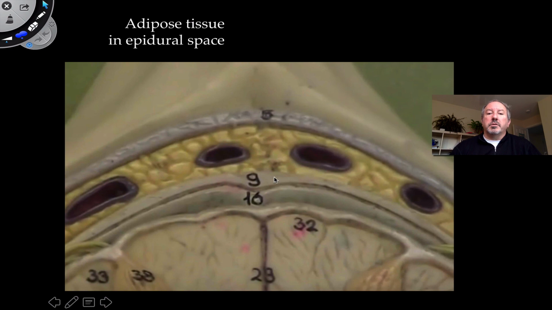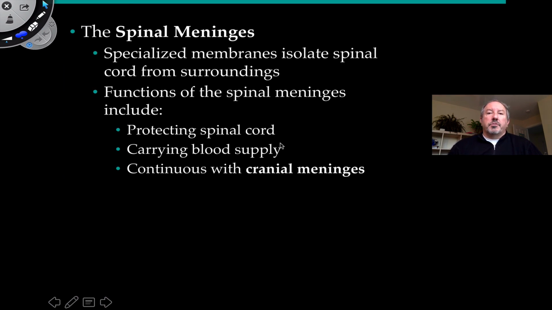This is the dura mater and the arachnoid mater and the pia mater right in here, coming from outside in. Spinal meninges are specialized membranes that will isolate the spinal cord from its surroundings, and they're inside of the bone, and their functions include protecting the spinal cord. They also carry a large amount of blood, and they're continuous with the cranial meninges.